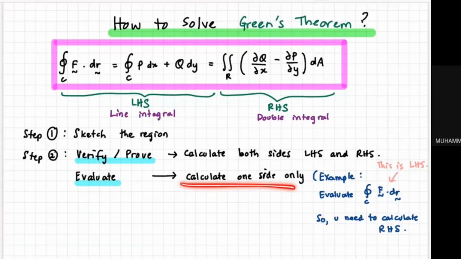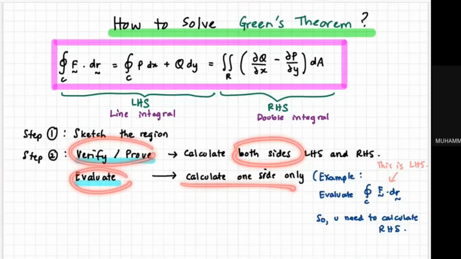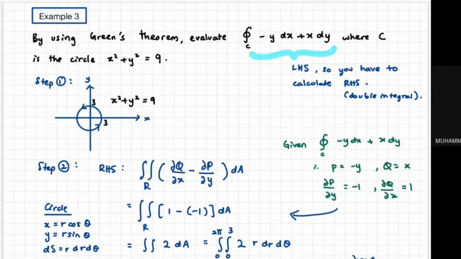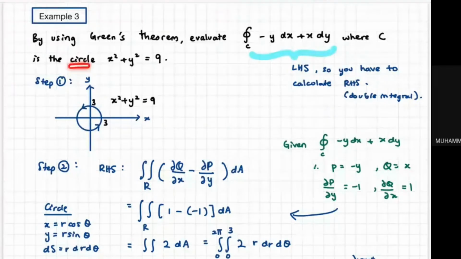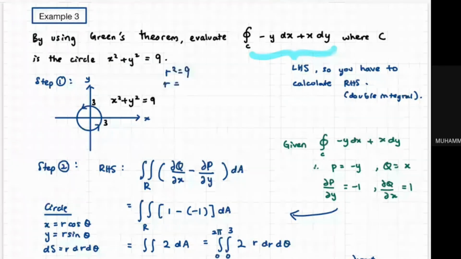Let's check again here. Remember, if the keyword is evaluate, you only do one side. If the keyword is verify or prove, you have to show both sides. Evaluate is only one side. Draw or sketch your region: x squared plus y squared is equal to 9.